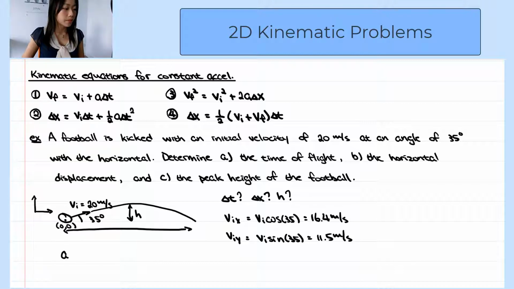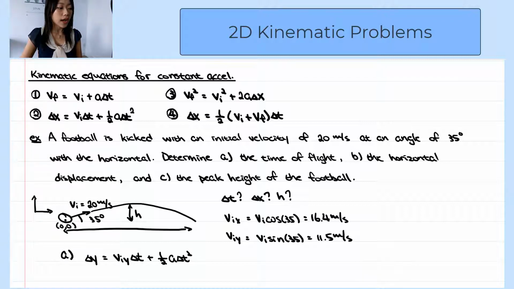For part A, we want to find the time of the flight. We can use the second equation in the y component, that is delta y equals the initial velocity in the y direction times delta t plus half times acceleration times delta t squared. For delta y, it equals 0 because the initial height is at the ground, and the final position when it hits the ground will also be at the ground. So delta y is 0.